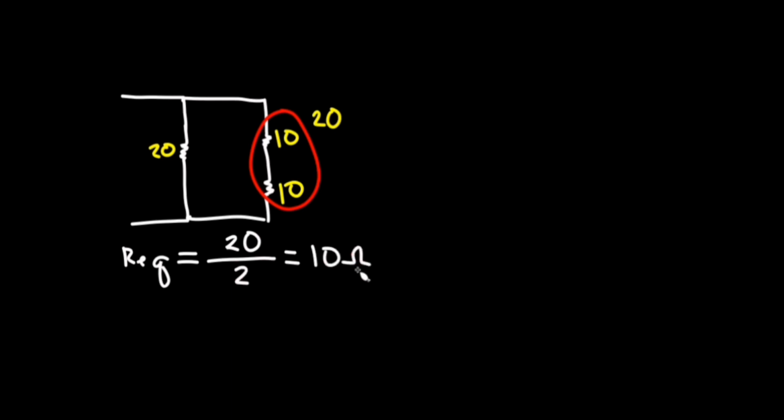Next circuit. Two 10 ohm resistors connected in series and its equivalent resistance is in parallel with a 20 ohm resistor. To solve this problem, we will add first the series resistors. We have 10 plus 10, which is equal to 20 ohms. Now it is simply 20 ohms in parallel with 20 ohms. Since the resistances are equal, then it will be equal to half of the value of resistances, which is 10 ohms. So the equivalent resistance will be equal to 10 ohms.